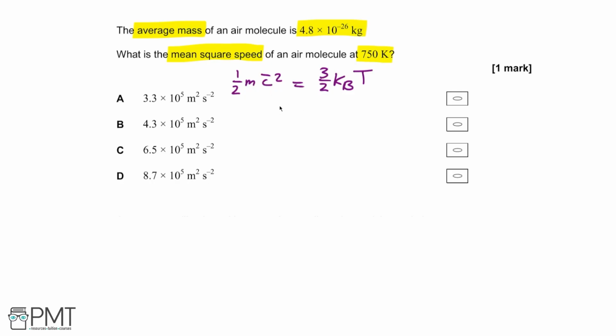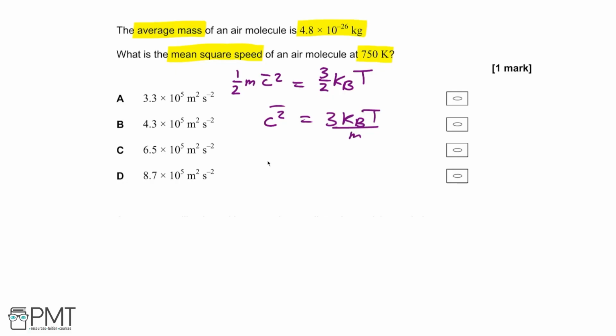So from there, what we can do is rearrange this equation for c squared bar. We multiply both sides by 2 and divide both sides by m. So that gives us the equation c squared bar is equal to 3 kB T divided by m.